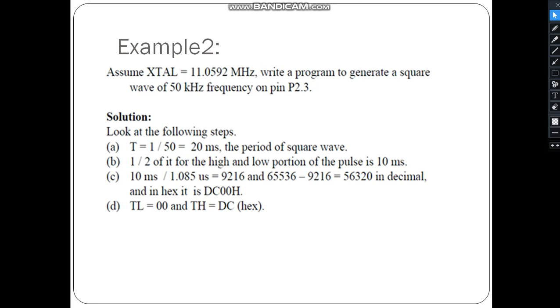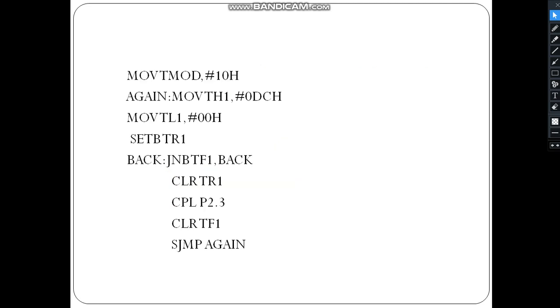Coming to the programming part, TMOD is loaded with #10H, that is, the immediate addressing mode is used, and 10 indicates that timer 1 is used in mode 1. TH1 and TL1 indicate that it is timer 1 that is being used. They are loaded with DC and 00 respectively, and the next step is to start the timer. The timer is started using the instruction SETB TR1.